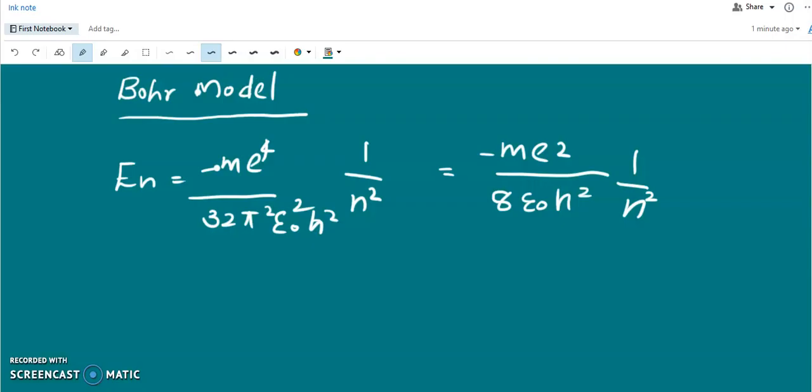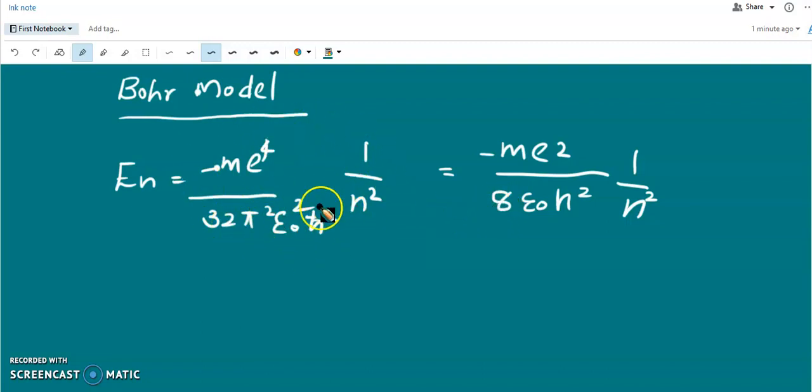We have seen that the energy levels of the electron in the hydrogen atom are quantized, and the expression for the energies is given by En equal to minus m e to the power 4 divided by 32 pi square epsilon 0 square cross h square into 1 over n square. So this cross h can be written as h by 2 pi, so cross h square is h square by 4 pi square. The 32 and 4 cancel and we have 8 over here, and the pi square cancels.